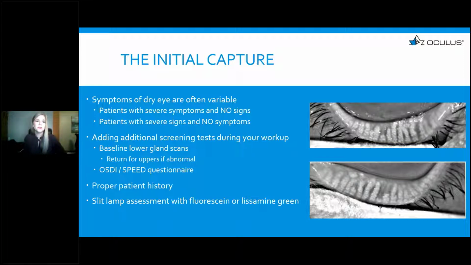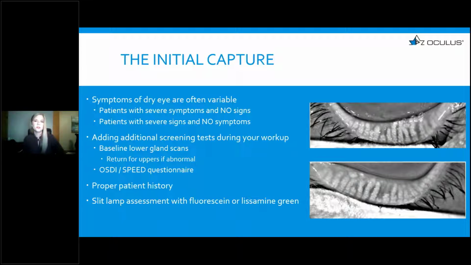Another great thing you can do is an OSDI or a SPEED questionnaire. Just something simple that the patient can fill out in the waiting room or beforehand really gets you an idea and gets them thinking about, do I actually have dry eye? Some people say their eyes are fine, but then you look at their questionnaire and it might speak differently, right? And also just taking a good patient history.